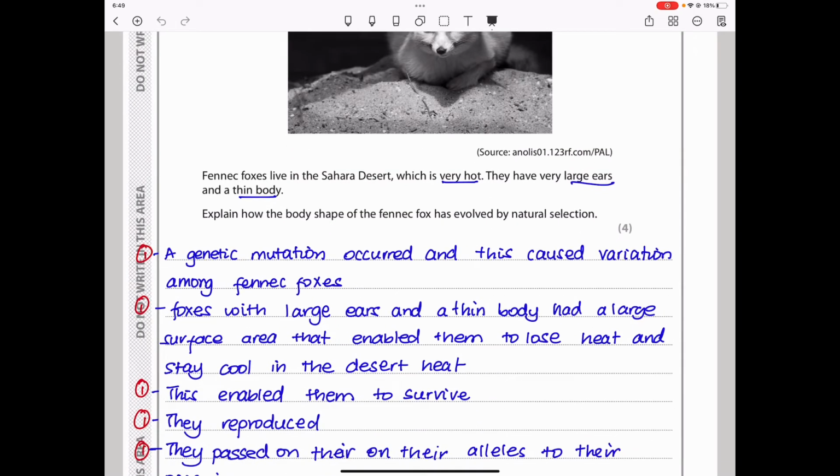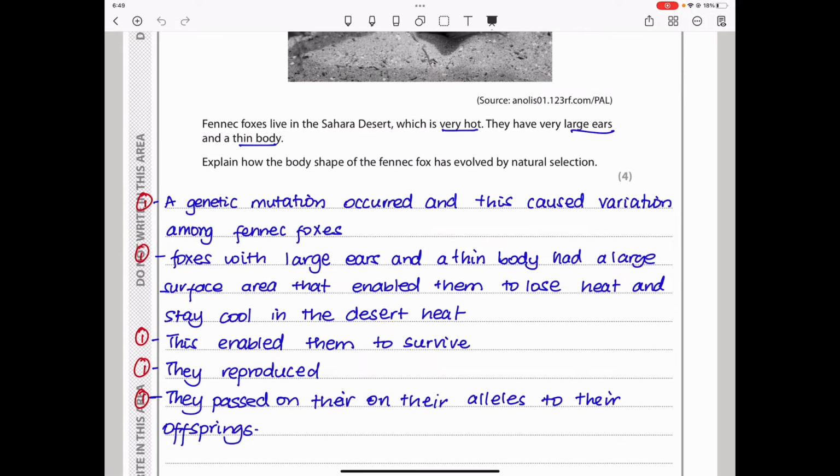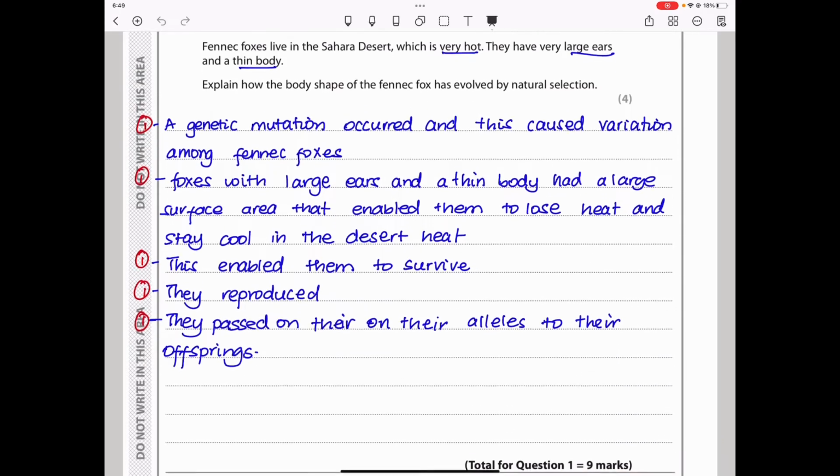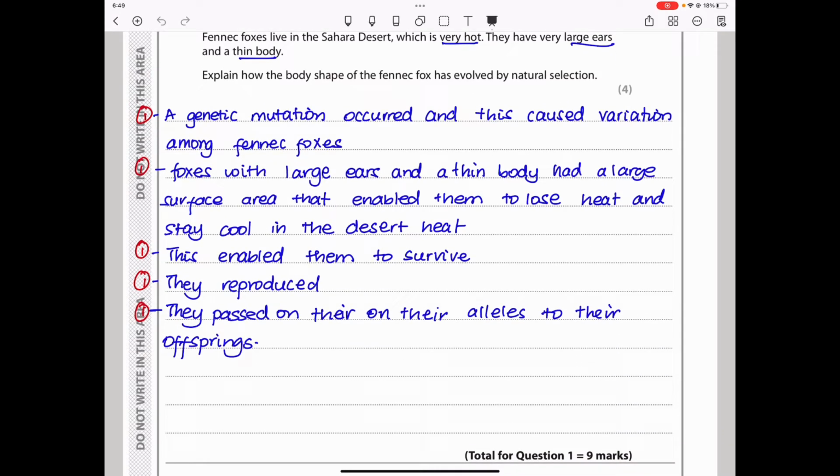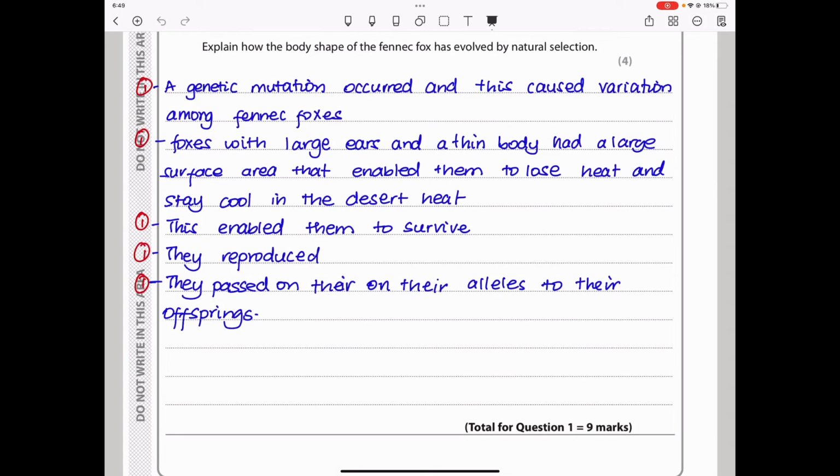So foxes with large ears and a thin body had a large surface area that enabled them to lose heat and stay cool in the desert heat. This feature enabled them to survive in the desert heat, and they were able to reproduce. When they reproduced, they passed on their alleles or their genes to their offspring, and over generations, these offspring continued to survive, and that is how they evolved to become the way they are.